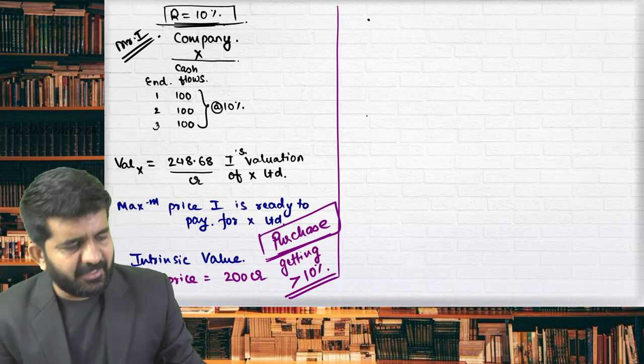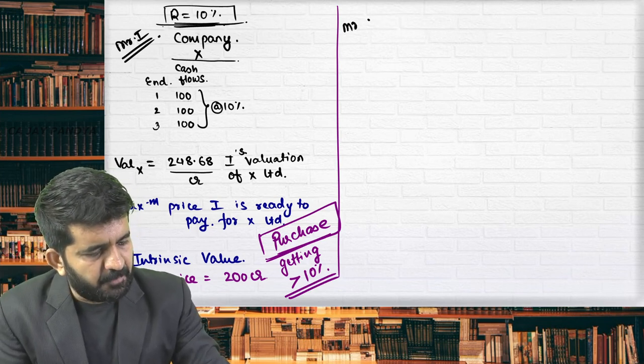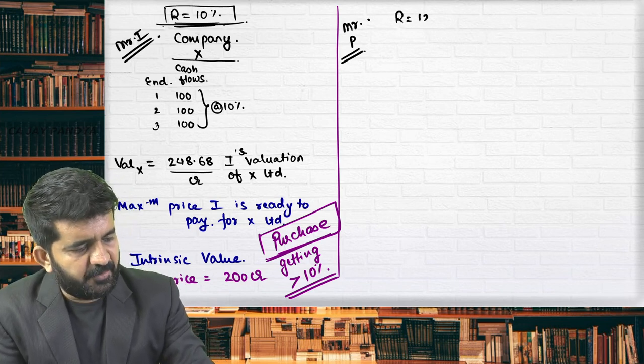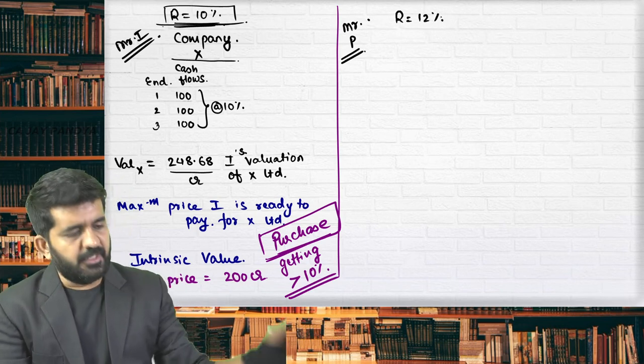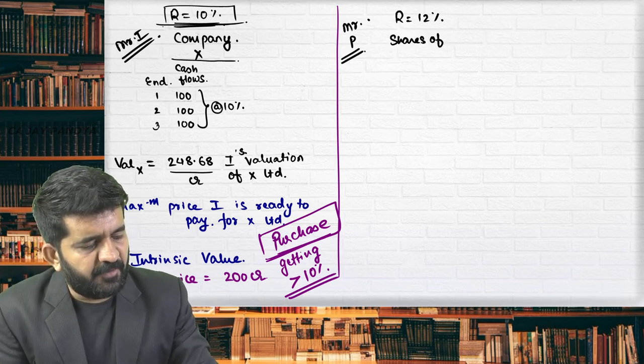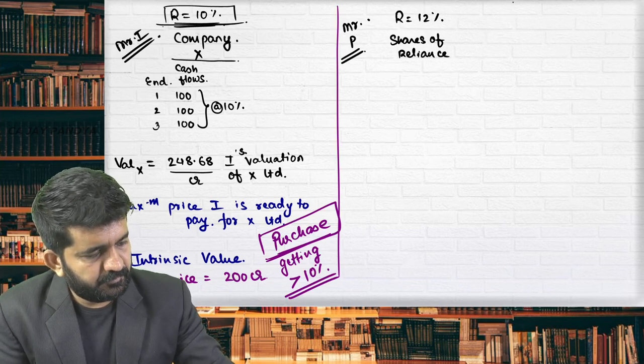Alright. Let me take another company and another type of valuation. This was Mr. I who was valuing. Now Mr. P's required rate of return is 12%. What is he planning to purchase? Shares of Reliance.